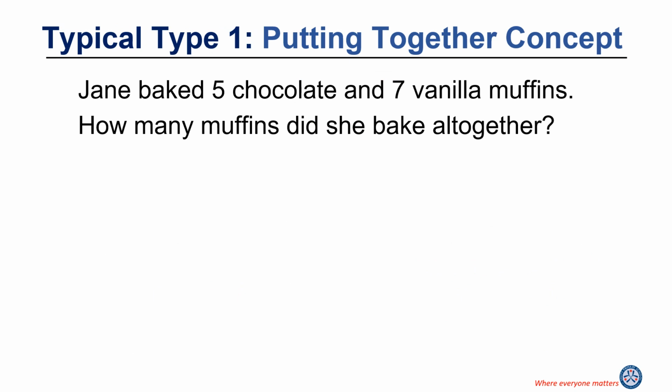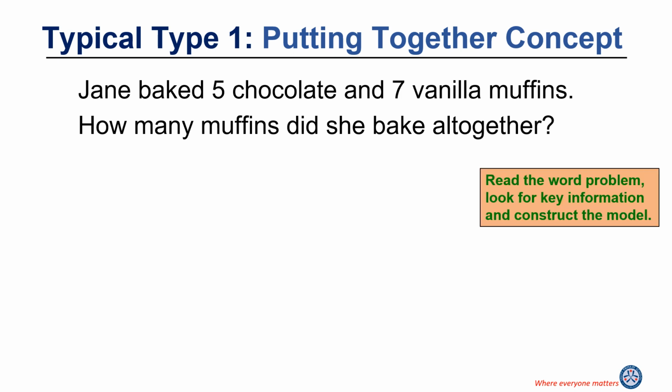Let's take a look at a typical word problem which involves the putting together concept. Before we move on, do you still remember the steps to solve a word problem? We have to read the word problem, look for key information, and then construct the model. Jane baked 5 chocolate and 7 vanilla muffins. How many muffins did she bake altogether?